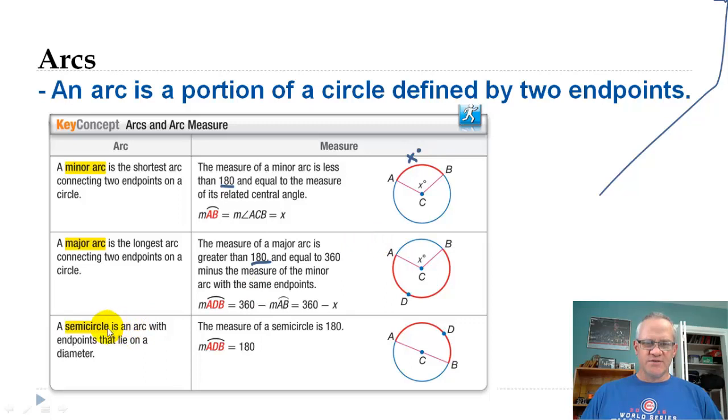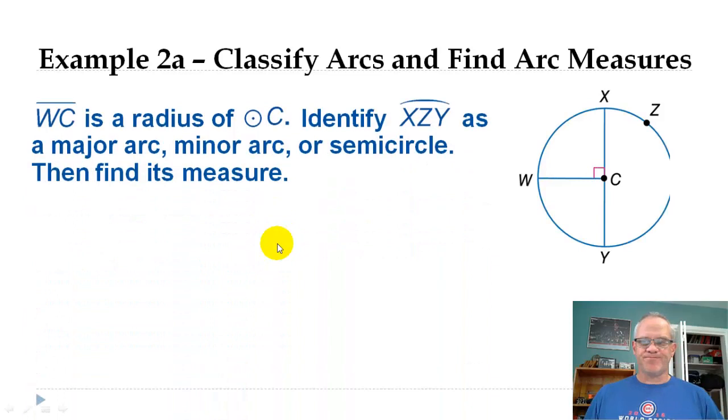Okay, and then finally, a semicircle is exactly 180 degrees, and in this case they called it ADB. I don't know if you'd need to call it ADB or if you could just call it AB, because either way, it's going to be 180 degrees. But a semicircle is 180, a major arc is bigger than 180, and a minor arc is less than 180.